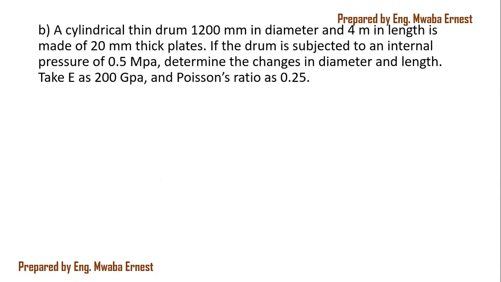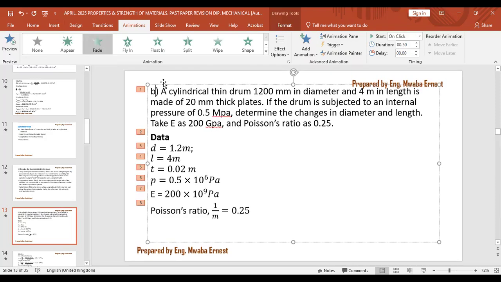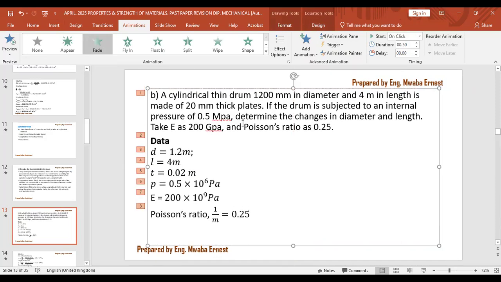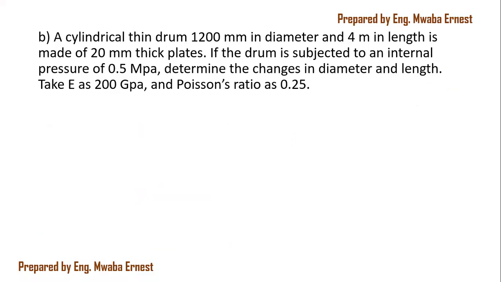Here's our question now, continuing from there. A cylinder, let me just realign this because it's too close to the wall. A cylindrical thin drum, 1,200 millimeters in diameter and 4 meters long, is made of 20 millimeter thick plates. If the drum is subjected to an internal pressure of 0.5 megapascals, determine the changes in diameter and length. Take E, or Young's modulus, as 200 gigapascals and Poisson's ratio as 0.25.